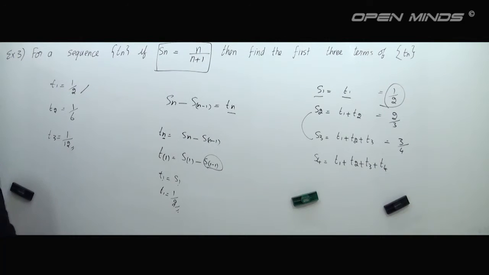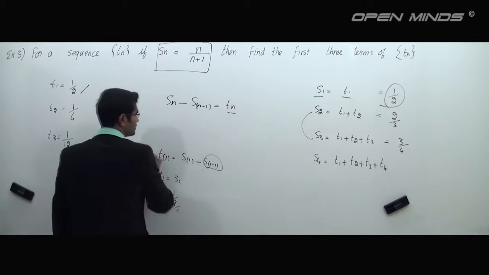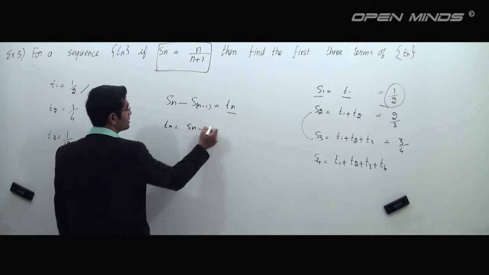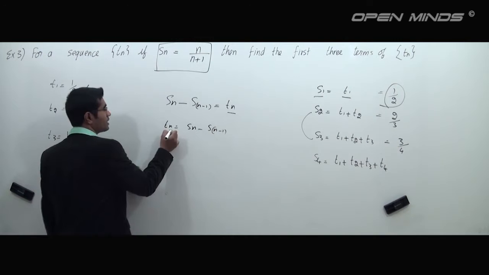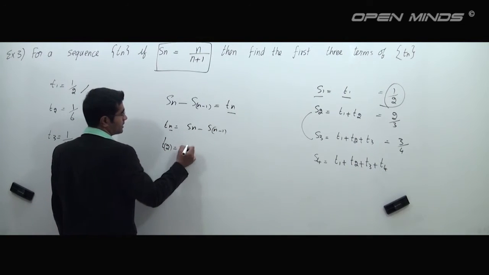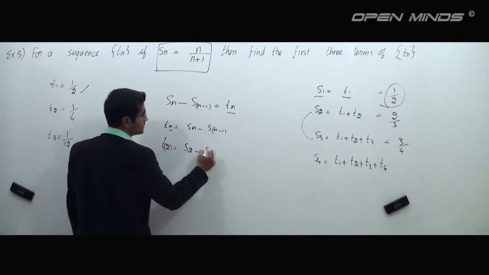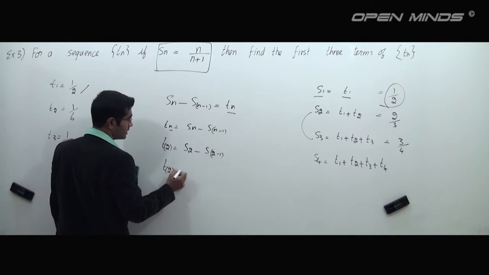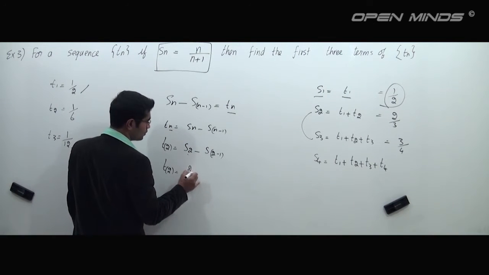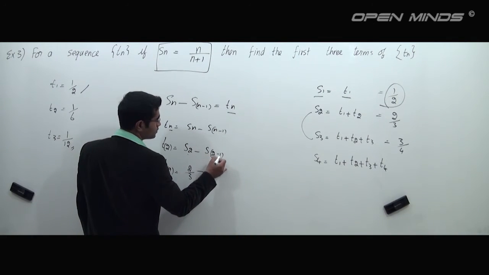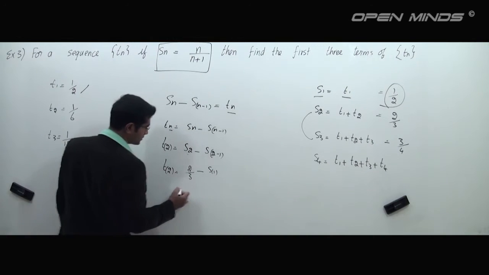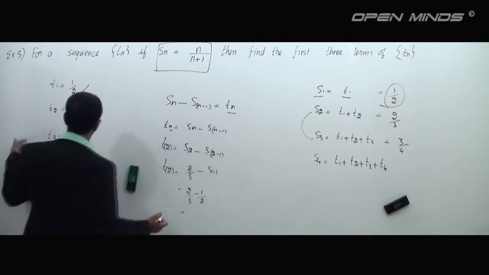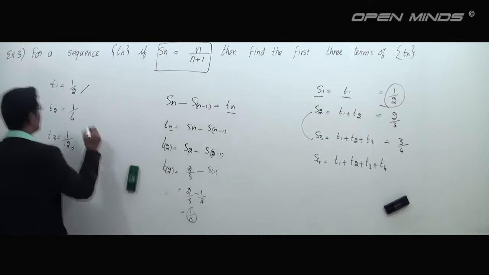How do you find T2? Just substitute n equal to 2 in Tn equal to Sn minus Sn minus 1. T2 is S2 minus S2 minus 1, which is S1. S2 is 2 over 3 minus S1, which is half. So that is 1 over 6.